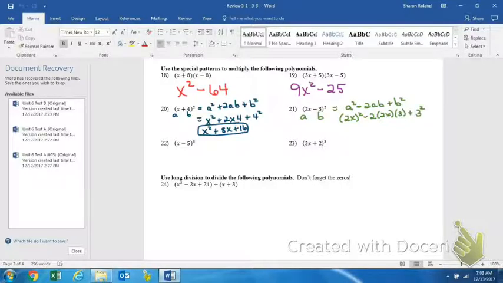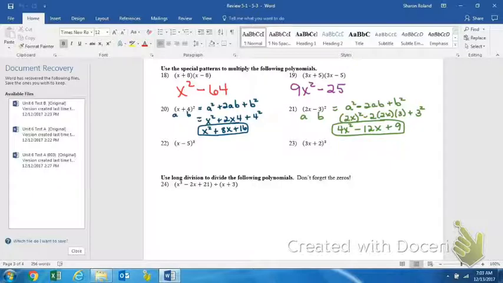2x squared is 4x squared. The next one you do 2 times 2 times 3, which is 12, with an x. 3 squared is 9. And so there's your equation.